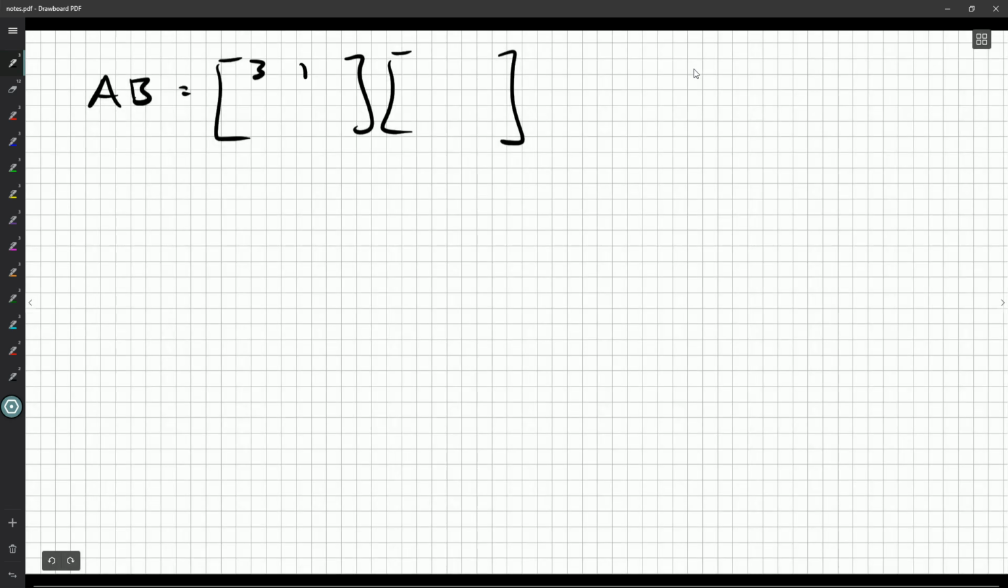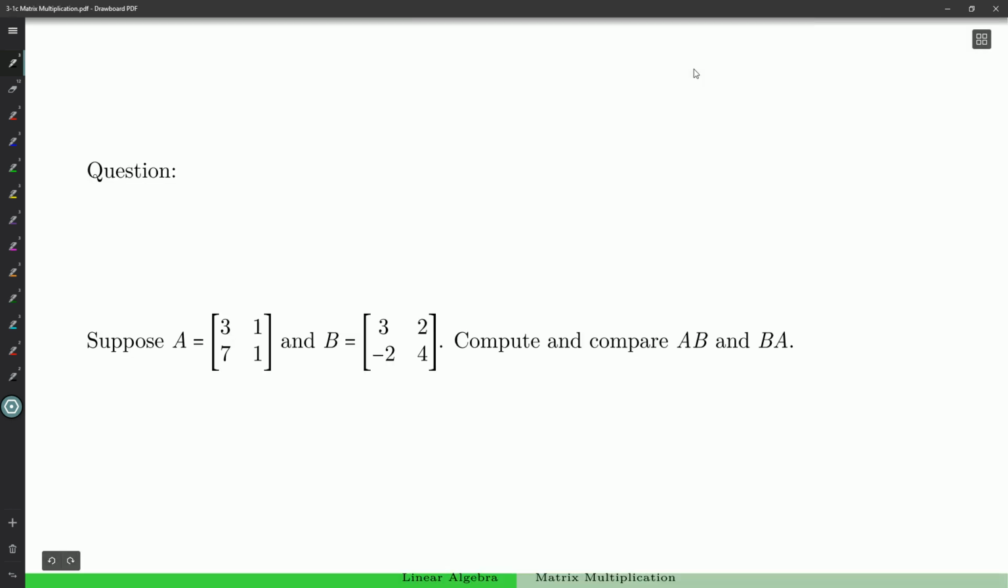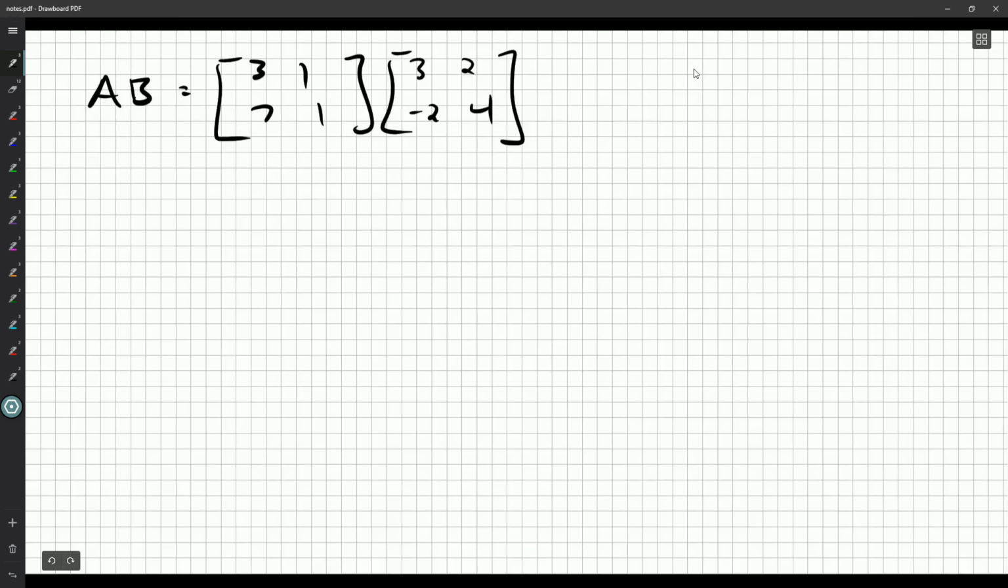3, 1, 7, 1. 3, 2, negative 2, 4, I believe. Yes. Okay. So they're both 2 by 2 matrices. Eventually we'll learn to call these square matrices. We check the dimensions. The middle ones match up, and we're going to be left with a 2 by 2 matrix.